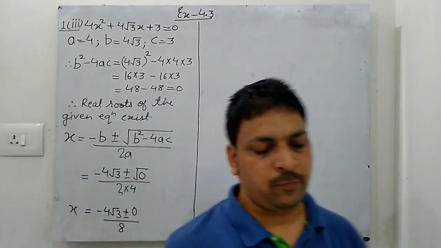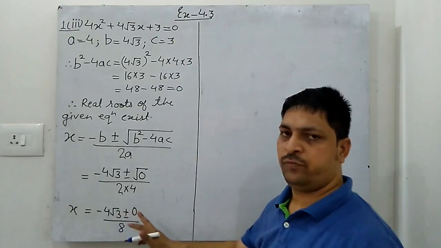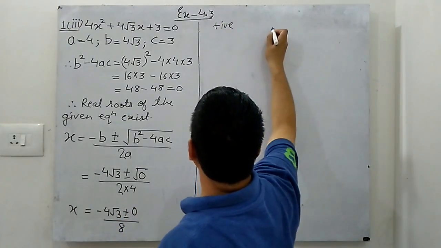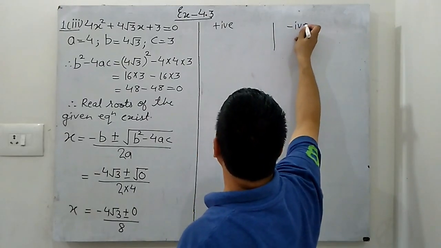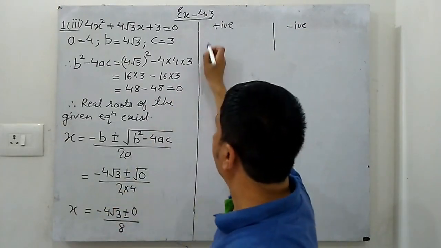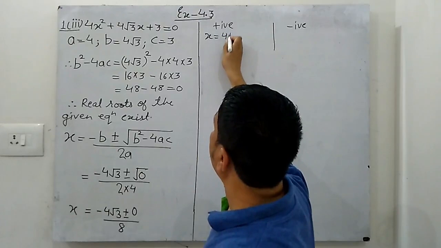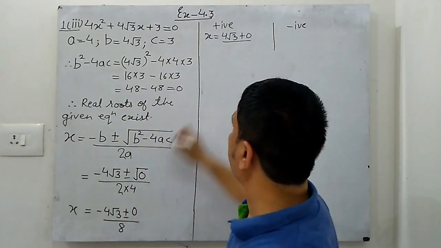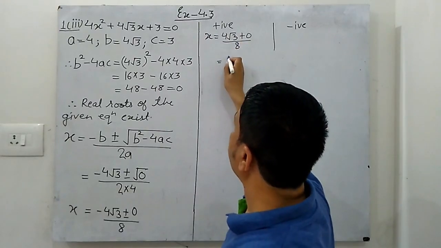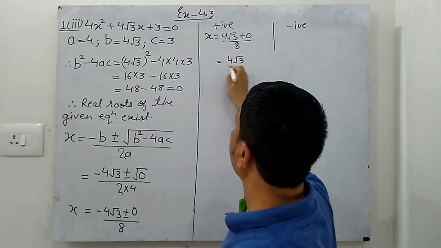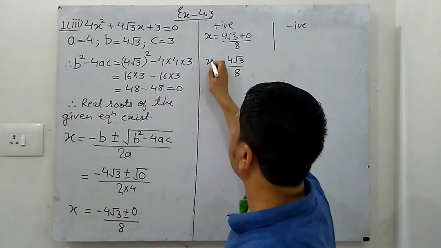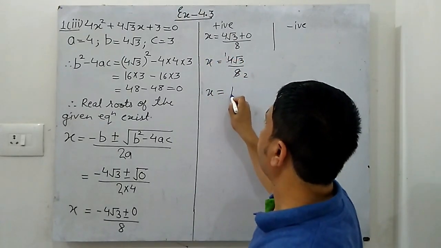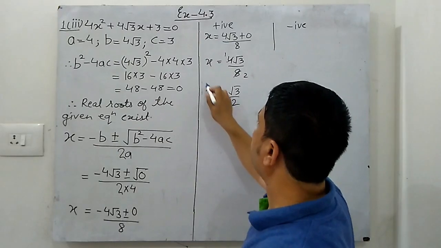We will take positive and negative both. First we are taking the positive values, positive sign. Then we will take the negative. Students, it will be x is equal to 4 root 3 plus 0 upon 8. That means it is 4 root 3 upon 8. So the value of x will be, 4 ones are 4, 4 twos are 8, it will be root 3 upon 2.